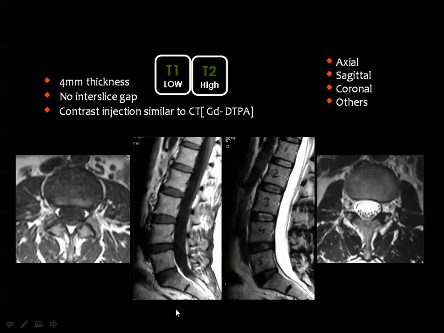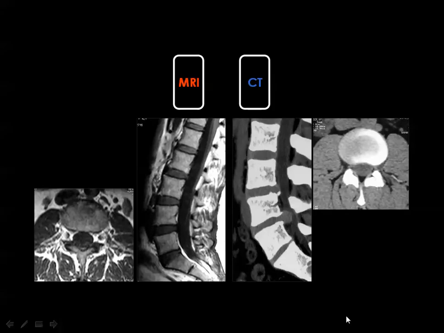The protocol of examination of the spine by MRI should include sagittal T1, where CSF is black, sagittal T2, where CSF is bright, axial T1 and axial T2. The scan slice thickness is 4 mm for all segments of the spine, cervical, dorsal, and lumbar. There is no interslice gap, and we may inject gadolinium also in cases of inflammation, neoplasms, and post-operative lumbar spine.